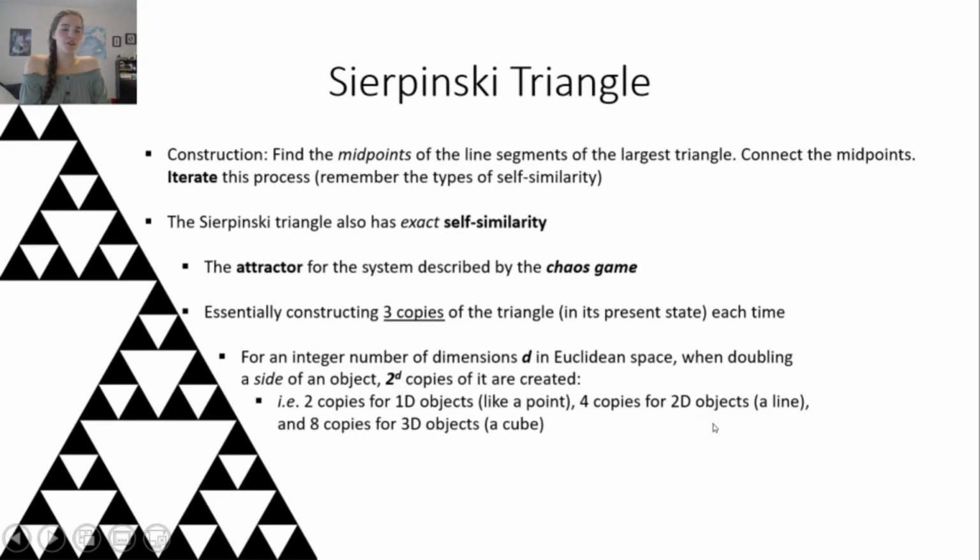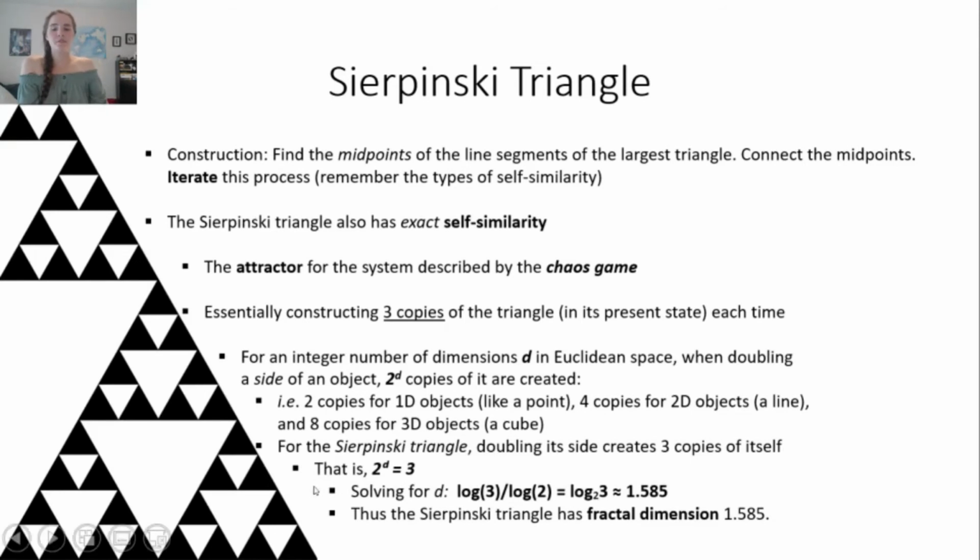Remember, when we doubled the sides of the square, we increased the area by a factor of 4, and 8 copies for 3D objects, and so on and so on. For the Sierpinski triangle, doubling its side creates 3 copies of itself. So now we have 2 to the d equals 3, and this d here, that's our fractal dimension. So now we solve it using logarithms. Log base 2 of 3 is 1.585. So the Sierpinski triangle has fractal dimension 1.585.